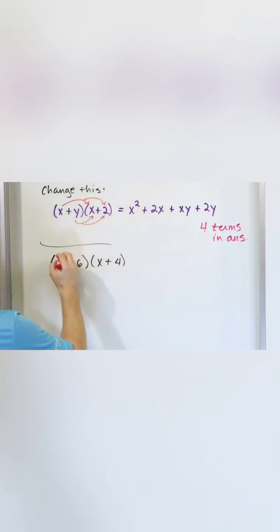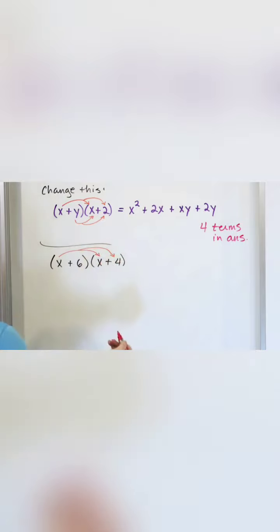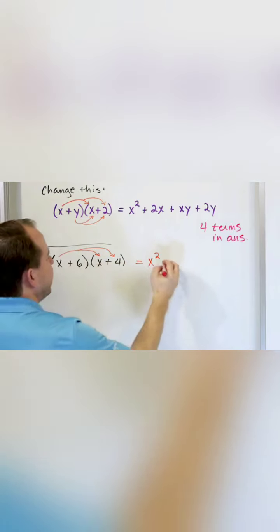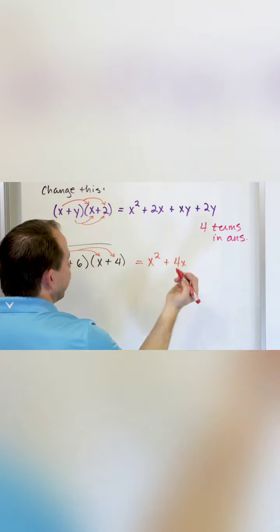I have to take the x and multiply it by the first term, and then I have to take the x and multiply it by the second term, which is going to give me what? X times x gives me x squared. X times 4 gives me 4x. We generally write the number first.